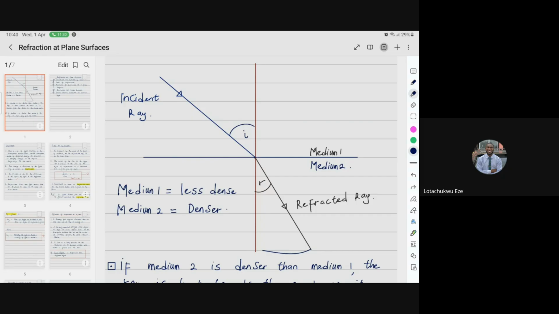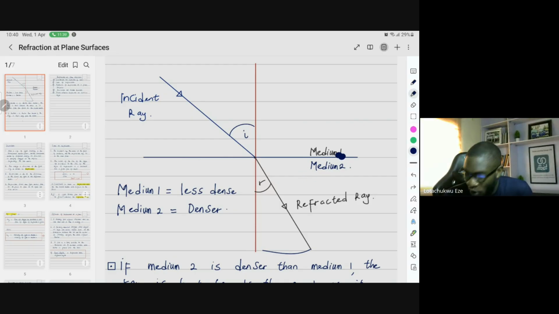All right. So there is a bending right here because of what? There is a change in the medium, right? Now, if the medium one now is dense, when I mean dense, it means heavier.